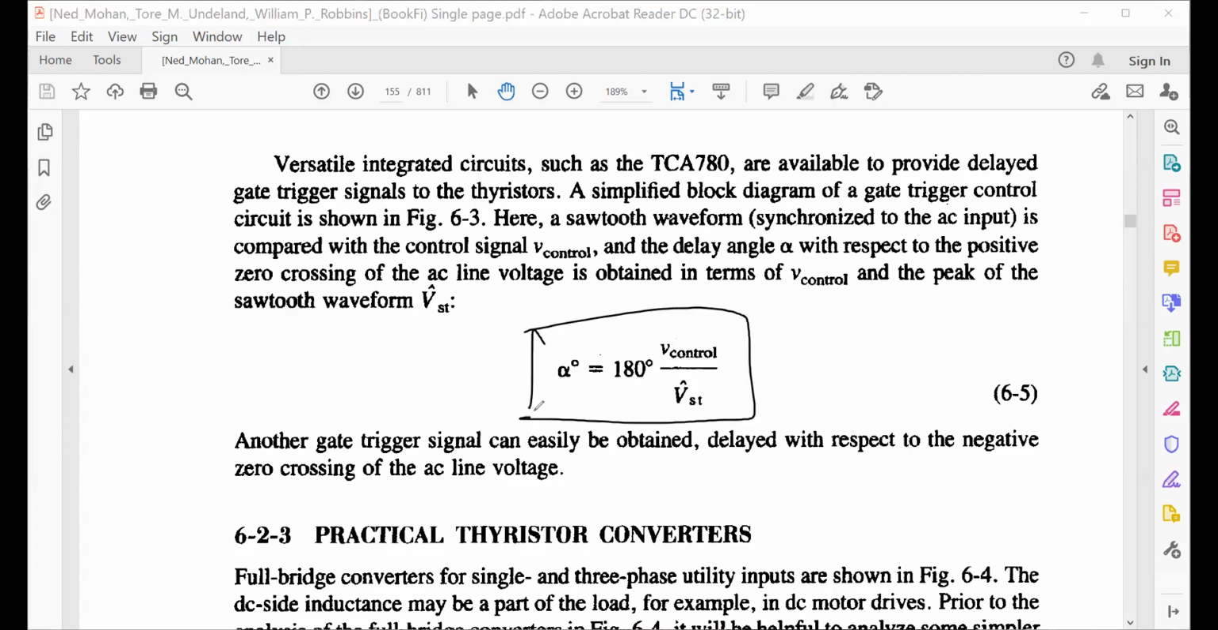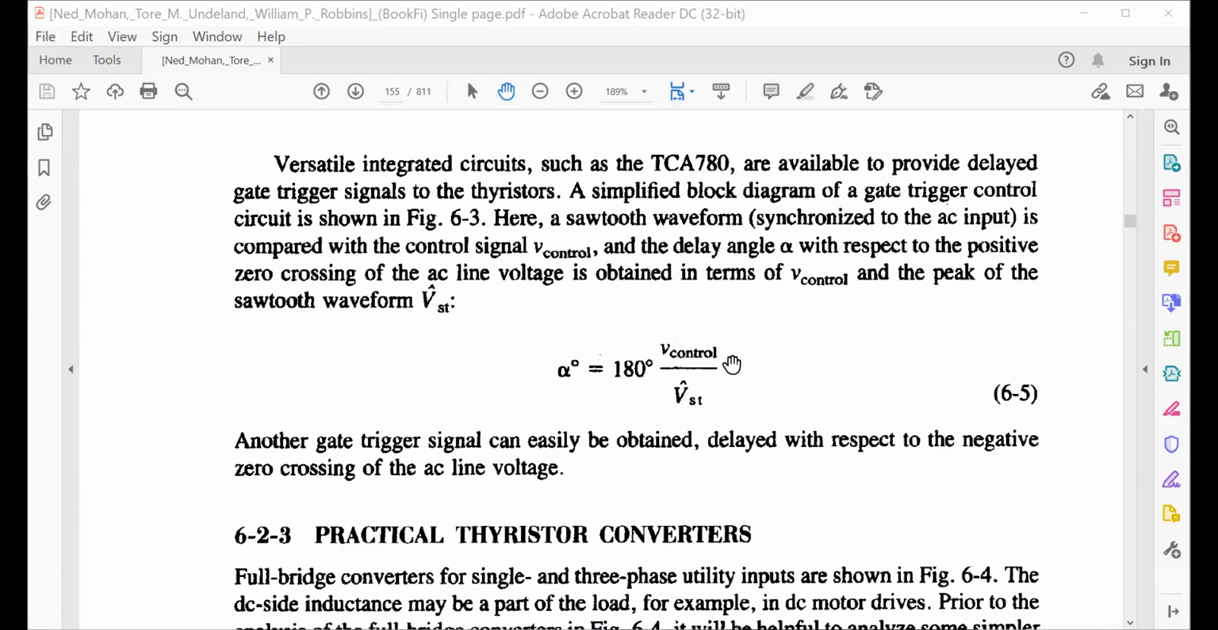Look at this equation. Suppose V control is say 1/4 of V sawtooth. So V sawtooth will cancel, then you have 180 by 4, and that will be your 45 degrees. You got my point or not? So this is constant, you change this V control voltage, then your alpha will be varied. Okay.